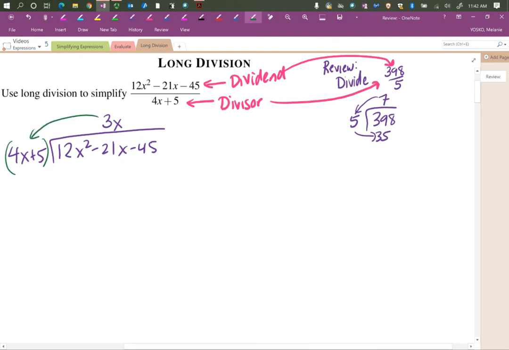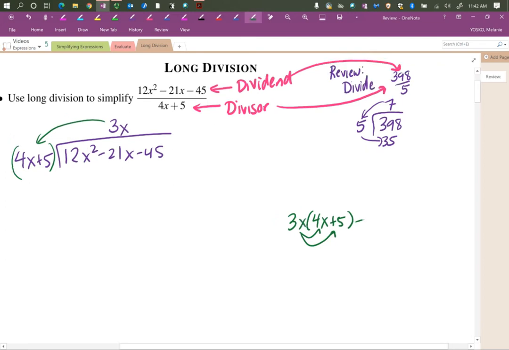But let's back up a step. That's really 3x times the whole thing, 4x plus 5. So we'll have to distribute, right? So that's what we're going to be very careful about. This is 12x squared plus 15x. So we put 12x squared plus 15x. Okay? And over here, I'm going to erase these arrows because now they're in my way.